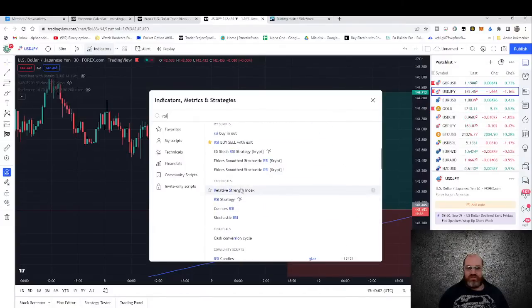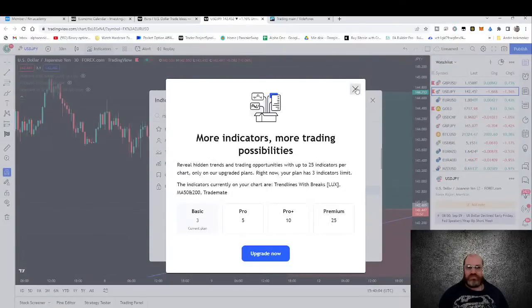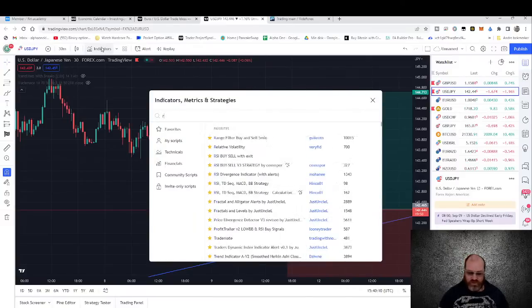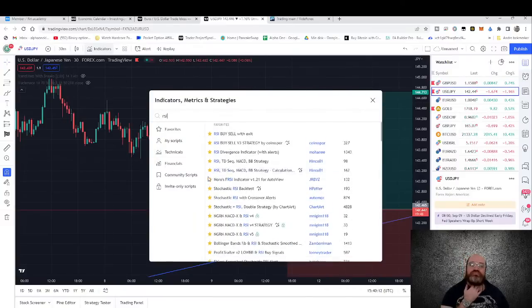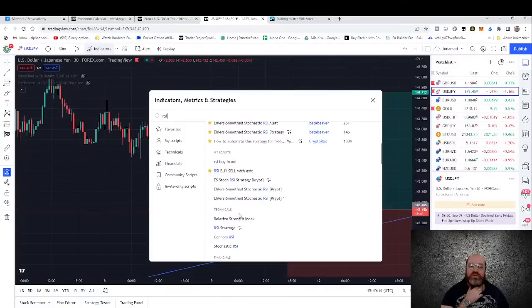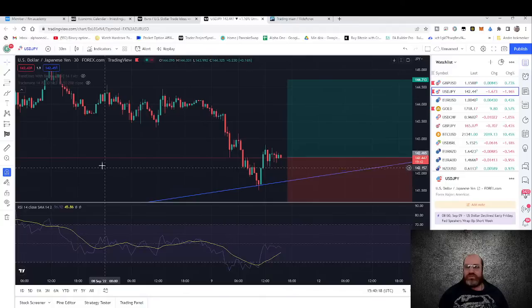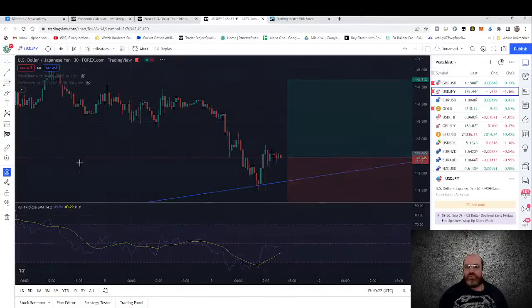Let's see if I can find relative strength index. Okay, I can't add more. We can remove this one. And let's see, RSI. Relative strength index. Okay, so I'll show you some examples. Let's take this one to 4 hour.